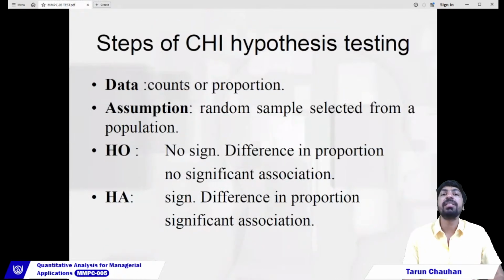Let's talk about the steps of chi-square hypothesis testing.